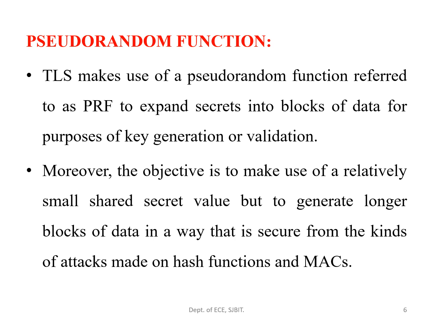The objective is to make use of a relatively small shared secret value, but to generate longer blocks of data in such a way that the secret key is secure from the kinds of attacks made on hash functions and message authentication codes. So when you generate the key and when you do validation, we need to consider blocks of data. For that we need the secret keys, and for that purpose we use the pseudorandom function.